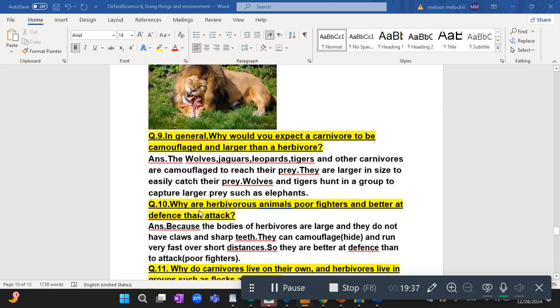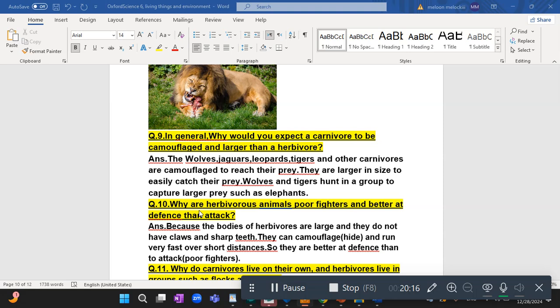Question number 9. In general, why would you expect a carnivore to be camouflaged and larger than a herbivore? Answer. The wolves, jaguars, leopards, tigers, and other carnivores are camouflaged to reach their prey. It means their skin color, their fur color is such that it's very difficult to see them when they hide in the bushes, in the plants, in the forest. So they are camouflaged to reach their prey, and their prey cannot find that there is any danger around them.